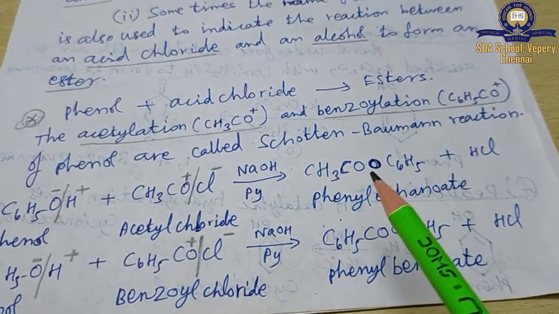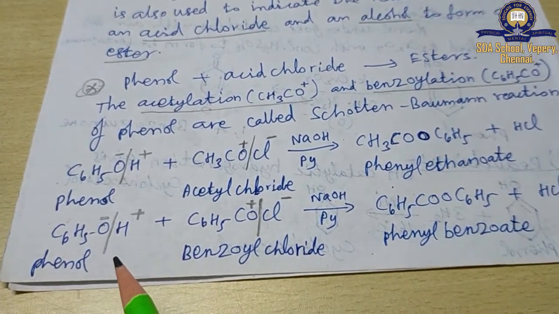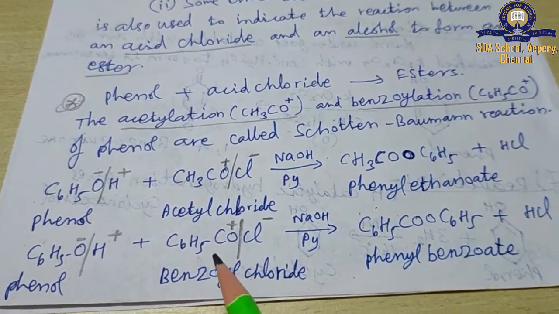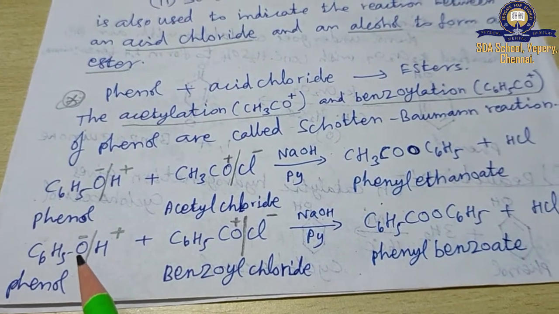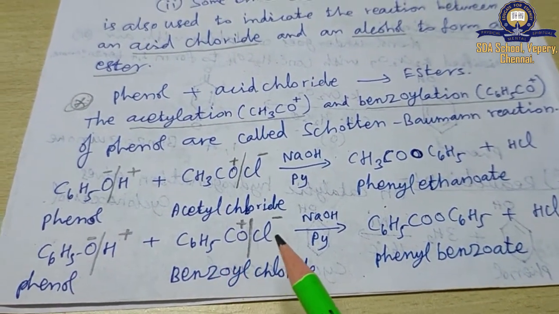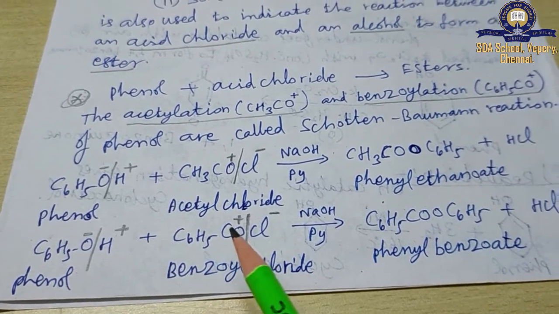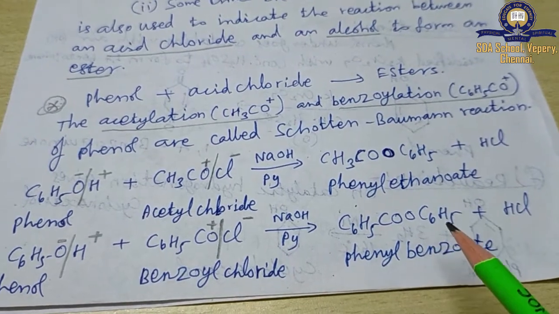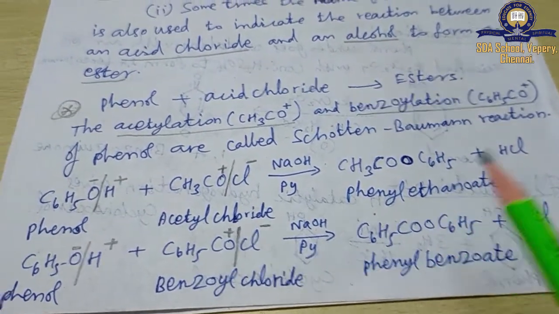Phenyl ethanoate. Then phenol reacts with benzoyl chloride. This is also an aromatic acid chloride. So it ionizes as usual into C6H5O- and H+, and C6H5CO+ and Cl-. The minus combines with the plus part. So we will get phenyl benzoate. That is phenyl benzoate.